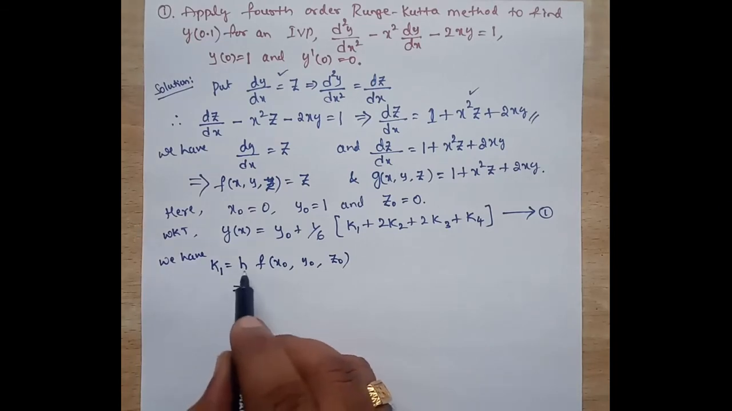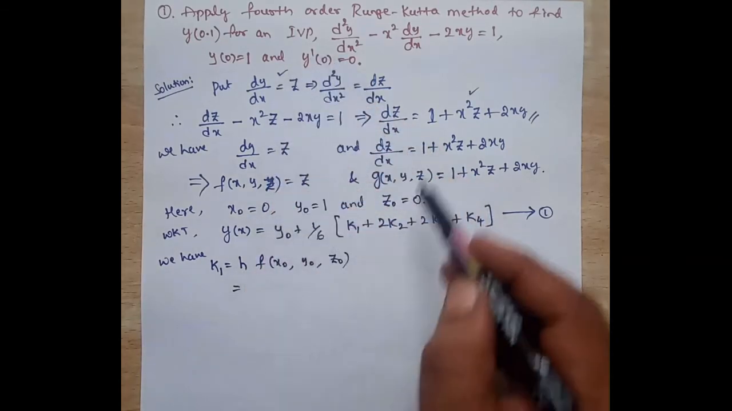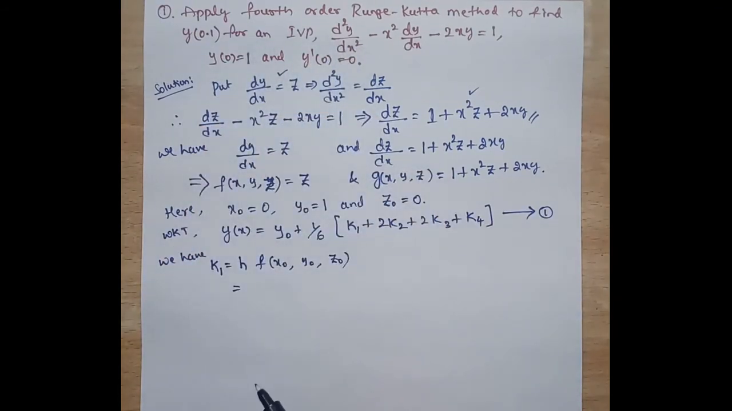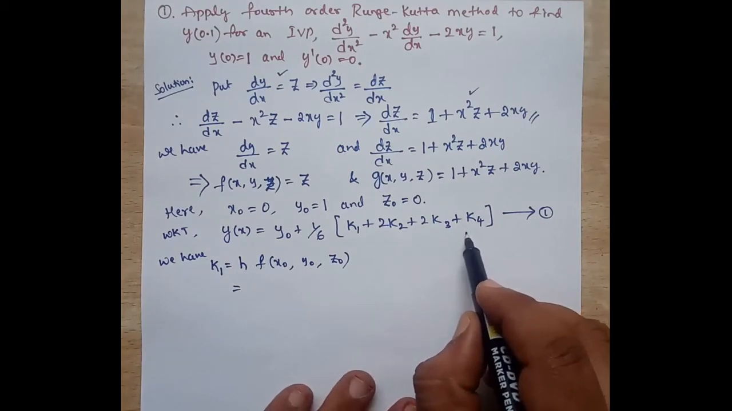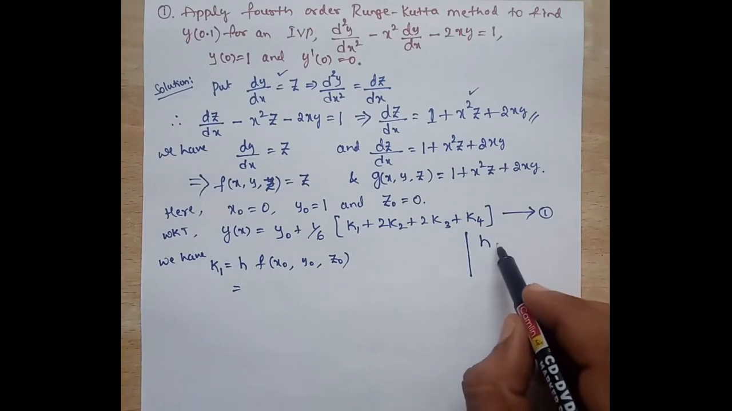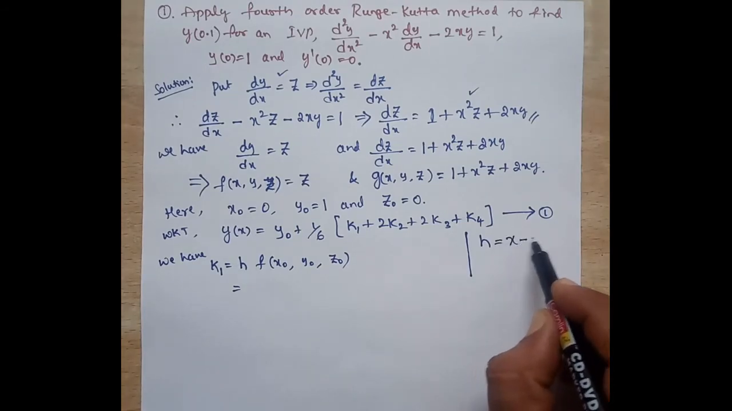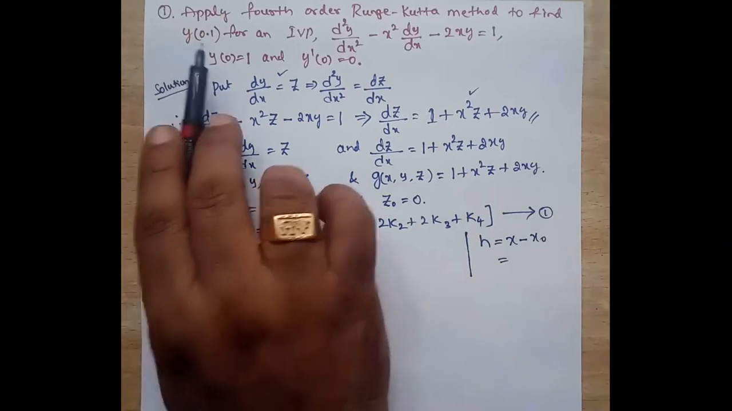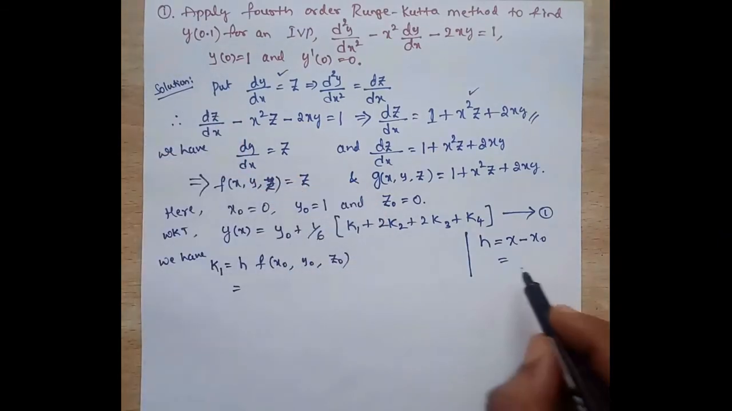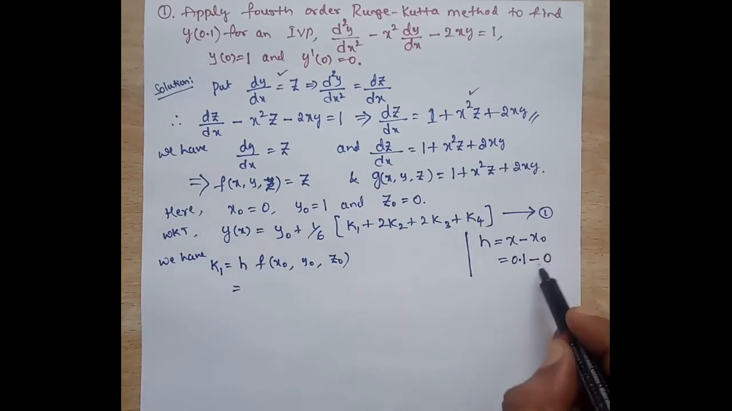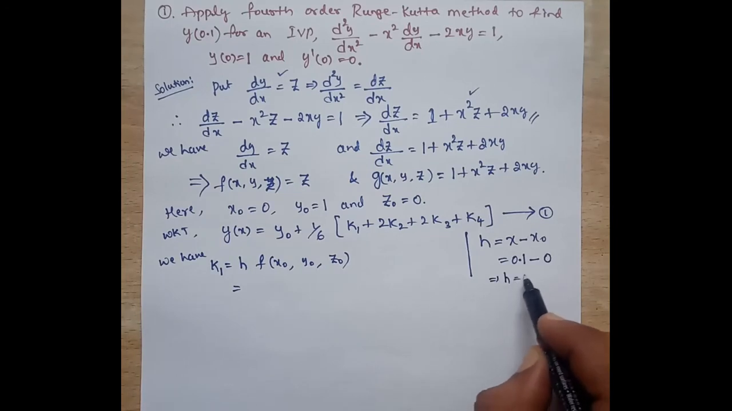Now this is equal to first h. So what is h in the problem? If you observe here, the value of h is not given in the problem. So when h is not given, we know that the value of h can be calculated like this. h is equal to x minus x naught, final minus initial. So what is x in this problem? x is 0.1, the final value. So it is 0.1 minus x naught. What is x naught? 0. So it is 0.1 minus 0. So this gives h is equal to 0.1.